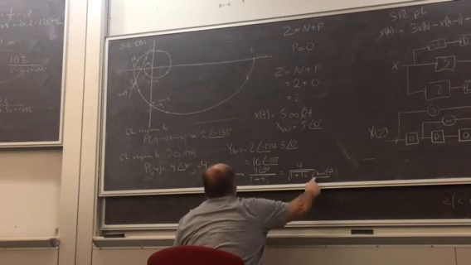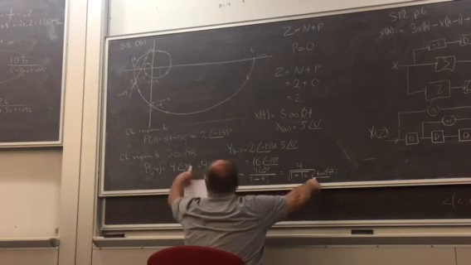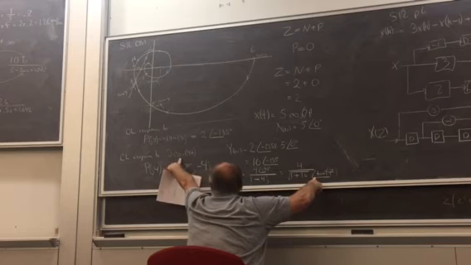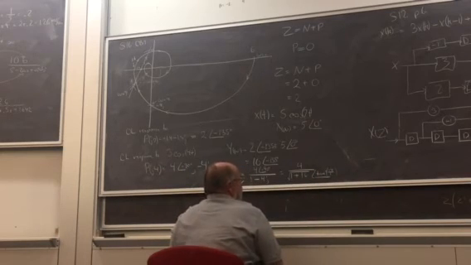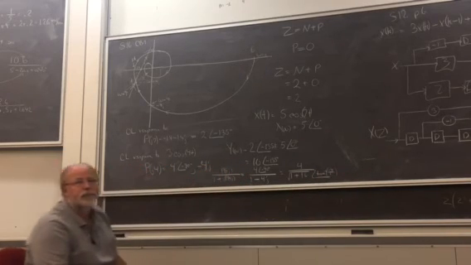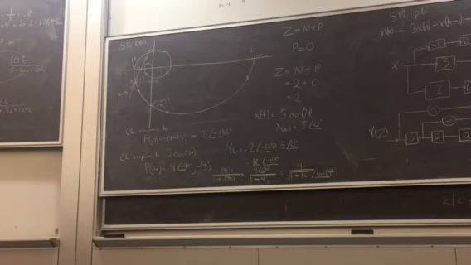Once I have a magnitude and an angle, what do I do with this? What is the input expressed in phasor form? 3 cosine 4t is 3 angle 0, so I multiply by 3 angle 0. Does that help there?